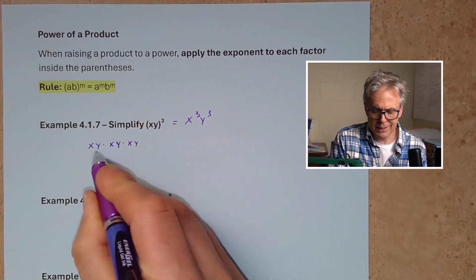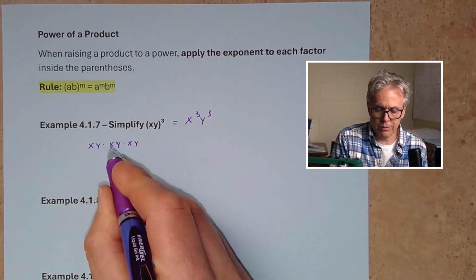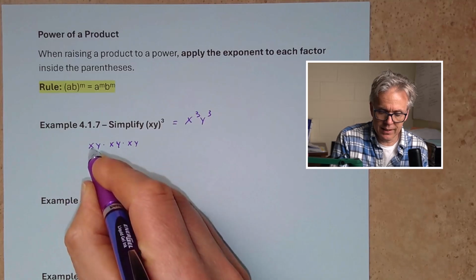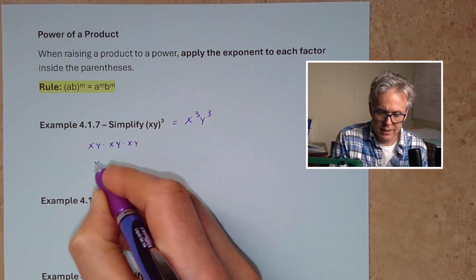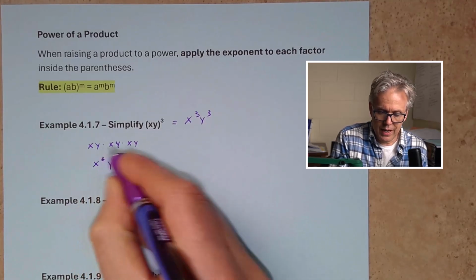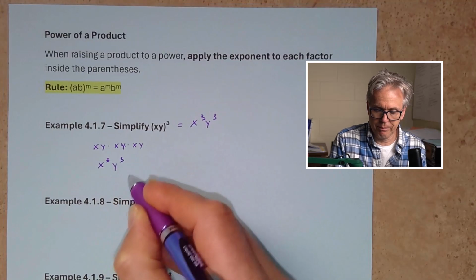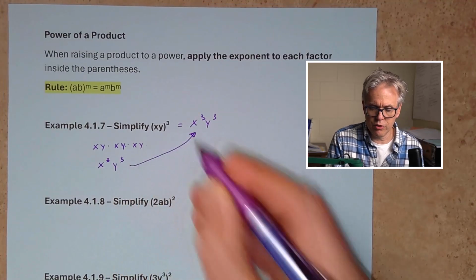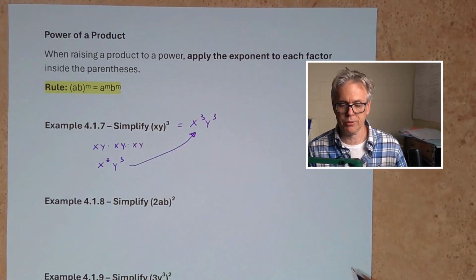Well, I can use a bunch of my commutative properties, associative properties to combine these. So if I put my like bases together, I've got x times x times x, which is x cubed, and then y times y times y, which is y cubed. So that's sort of a motivation as to why that property works.